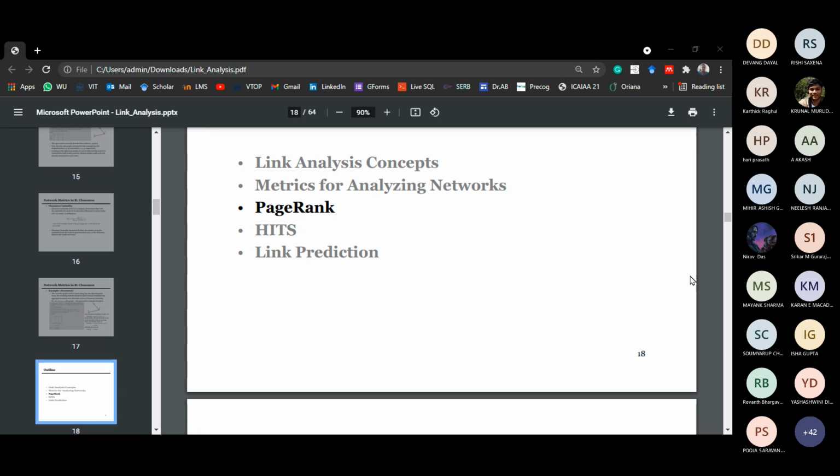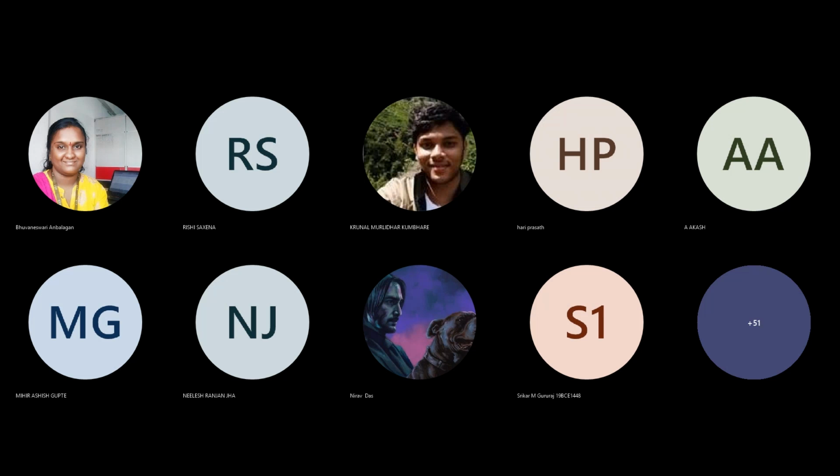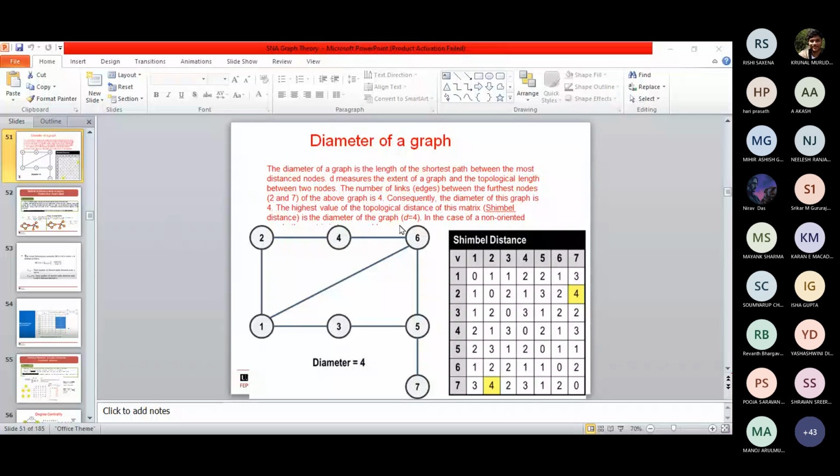How to find the diameter of a graph. Given social network data, you have to find out the diameter of the graph. I hope this PPT is visible to you. See, in this example, you find the shortest distance. That means the normal distance only you're going to find out. You're going to find out the shortest distance between every pair of nodes in the given graph.